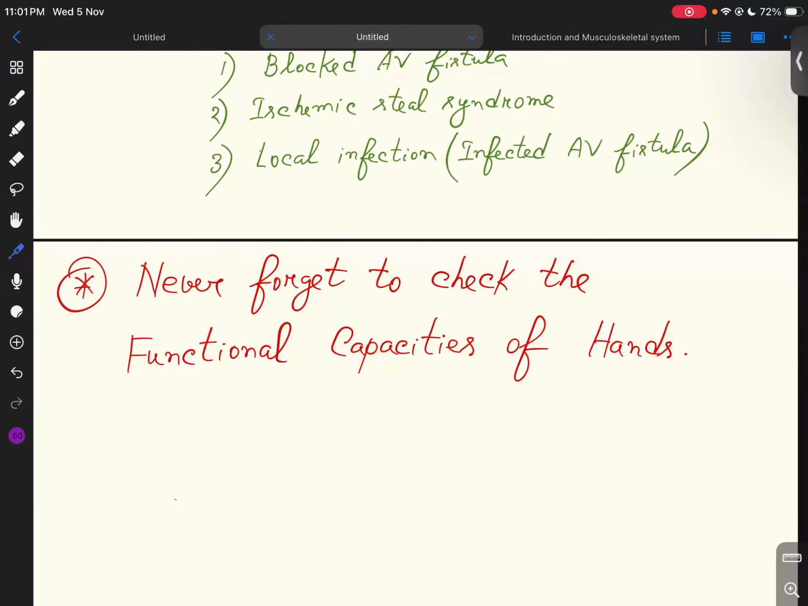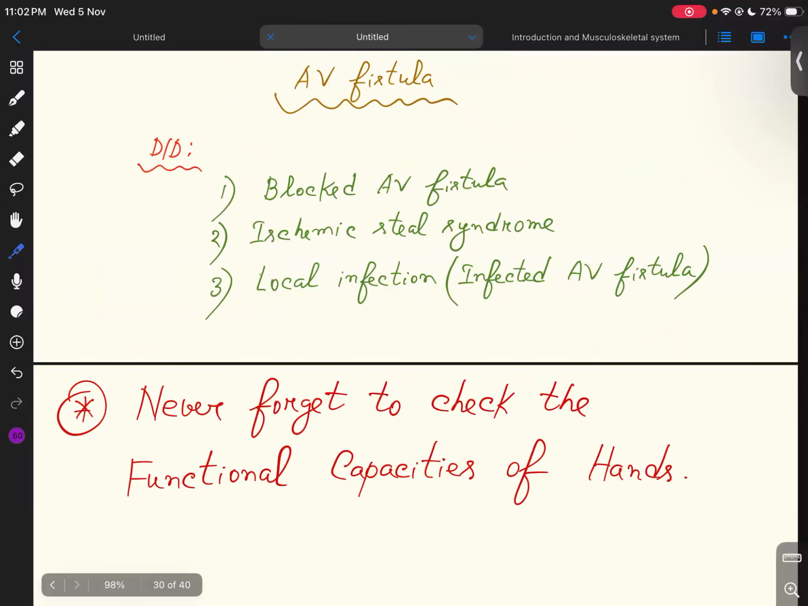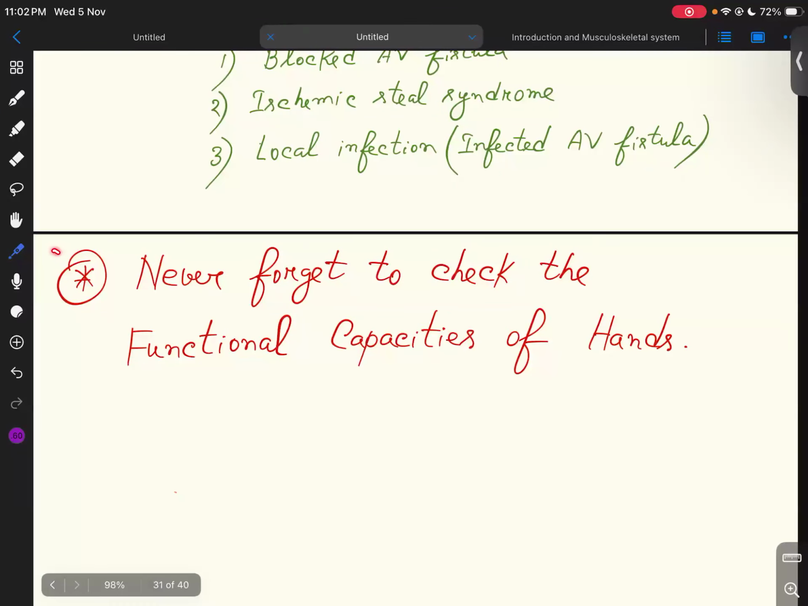And if you don't do the functional capacities of the hand, you are likely to lose marks. It is for 100 marks, and you will lose your marks in the physical examination section. So how to check the functional capacities of the hand?